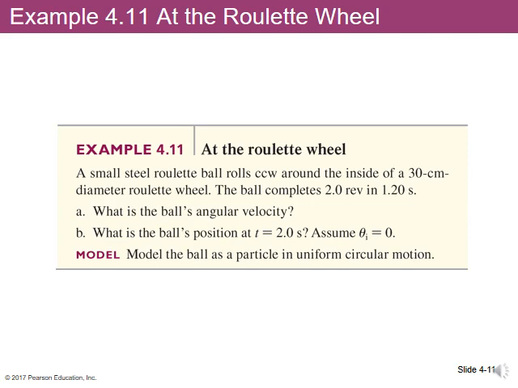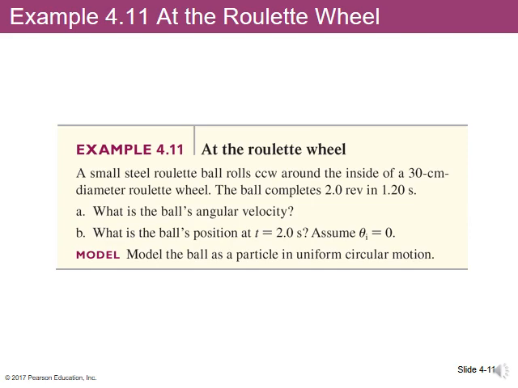Let's look at another example. Going back to the roulette ball in the beginning of this lecture, imagine that you have a small steel roulette ball that rolls counterclockwise around the inside of a 30 centimeter diameter roulette wheel. The ball completes 2 revolutions in 1.2 seconds. What's the ball's angular velocity?